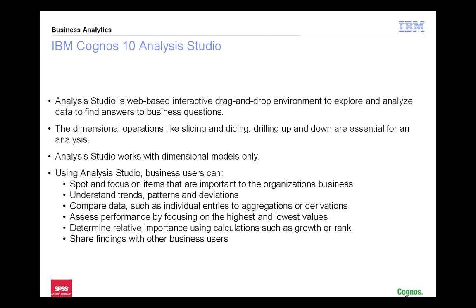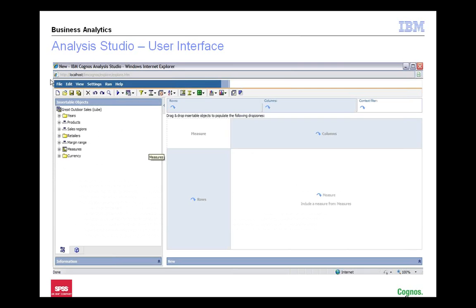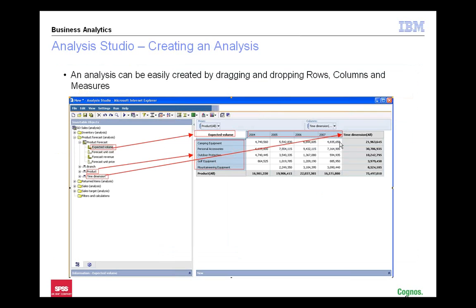Okay, next we go to the Analysis Studio user interface. Here is the insertable objects pane. Here is the menu bar, and here is the crosstab. You can see this is an analysis where you can put in the measure, and rows and columns. Put your dimensions, and you can do the analysis. See here. What we have done is we have just put in product in here and a time dimension here.